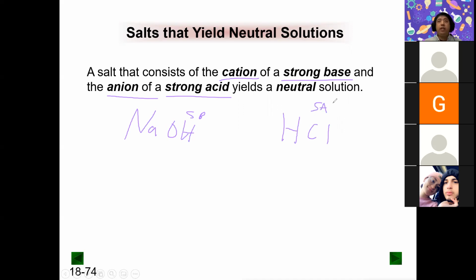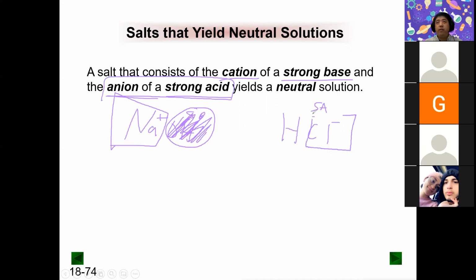When I refer to the cation, I'm referring to this positive charge right here. I don't care about the OH. The OH itself is my base. That makes sense? I don't care about it. It doesn't exist. All I have is Na+. When I talk about the anion of a strong acid, I'm referring to this part right here, this chlorine. Okay? I don't care about the H, and there is no H present. So in this solution, I only have Na+, which is a cation of a strong base, Cl-, anion of a strong acid.